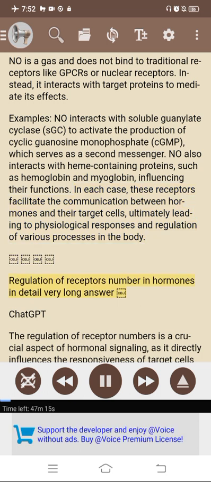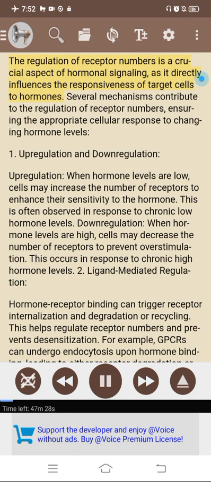Regulation of receptor numbers in hormones in detail. Very long answer. ChatGPT. The regulation of receptor numbers is a crucial aspect of hormonal signaling, as it directly influences the responsiveness of target cells to hormones.